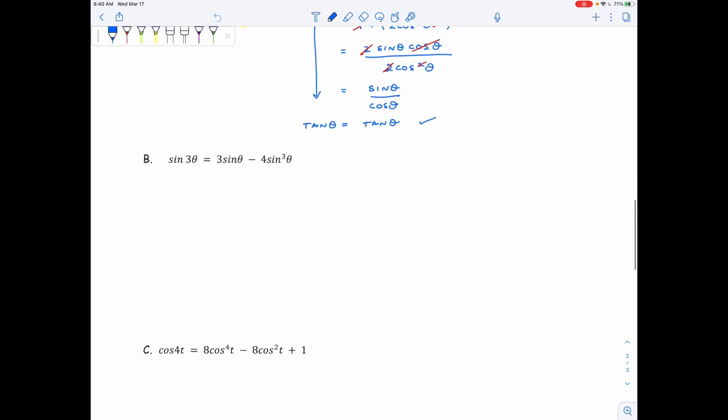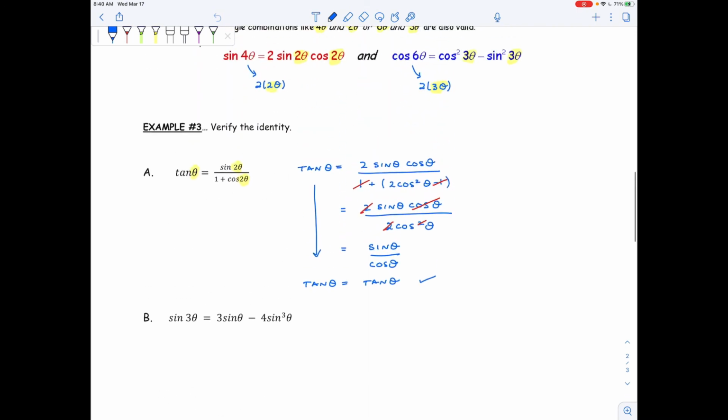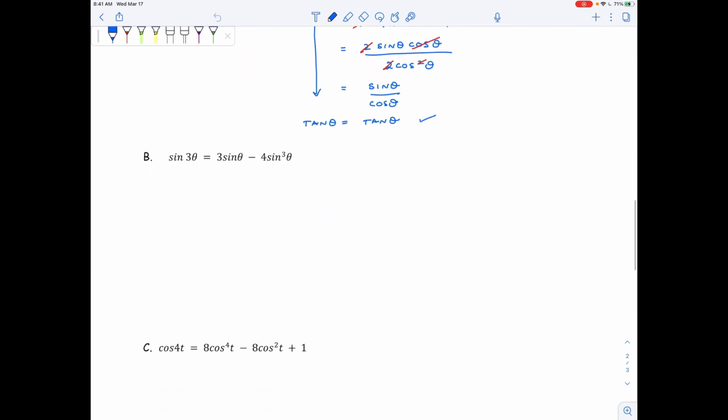Let's take a look at B here. It's a little different. We've got sine of 3 theta, which we haven't seen before, and that would be double an angle of 1.5 theta. So that seems maybe an odd way, and it doesn't really even match up with the right-hand side. So that little trick from above doesn't seem like it would work. So the hot tip on this one is to actually go back and use your sum and difference formulas. What you can do is then actually work from the left-hand side.